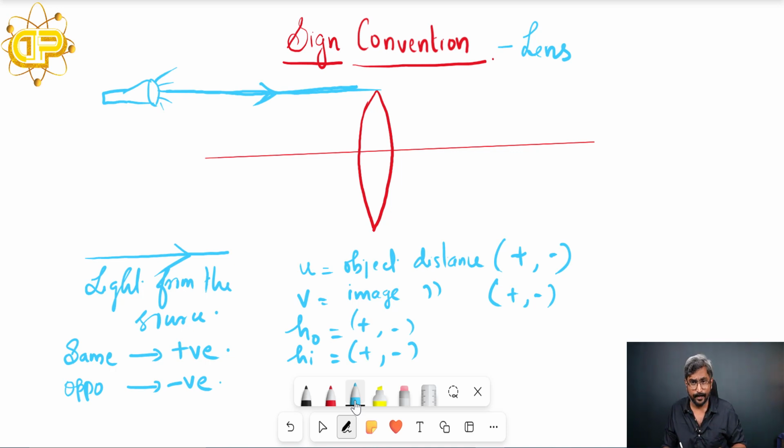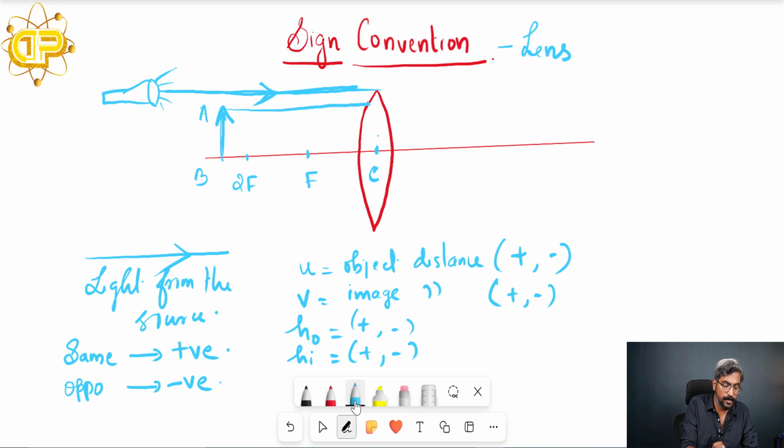So what do you mean by that? Just imagine that there is an object. I'm keeping an object here, and this is a convex lens, and this one will be the optic center C. Imagine that this is a principal focus, and this will be 2 times the principal focus, and you know that. If I'm keeping an object AB here, then the u will be taken. That is, u means the object distance. Object distance is taken from which direction to which direction? All the distances will be taken from this C.